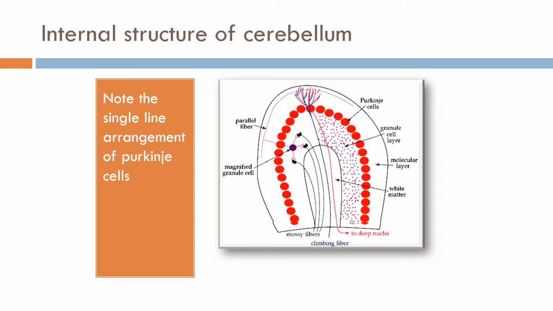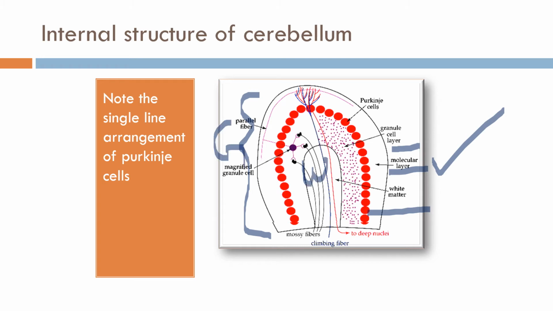Note the single line. This is the diagrammatic representation you have to draw in the histology like this. Outer molecular layer, inner granular layer, and this is the middle Purkinje layer. So this is the gray matter and this is the inner white matter. So here is the white matter and this is the gray matter. In the inner white matter we have the nuclei.